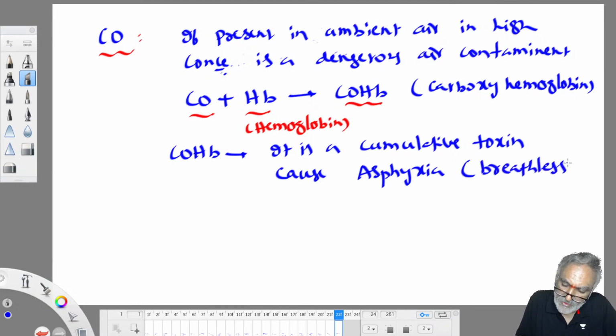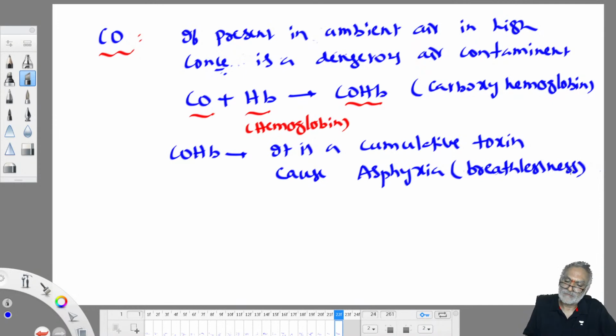Like corona patients, how are they dying? They find it difficult to breathe. After some time they will die. Exactly how corona patients die when they are severely attacked by corona. They get respiratory lung problems. Lungs are infected, so they can't breathe properly. In the same way, the breathlessness caused by carbon monoxide, asphyxia, will ultimately result in death only.